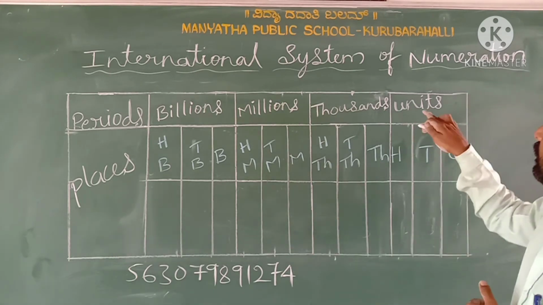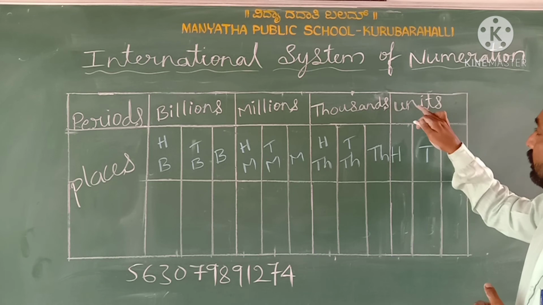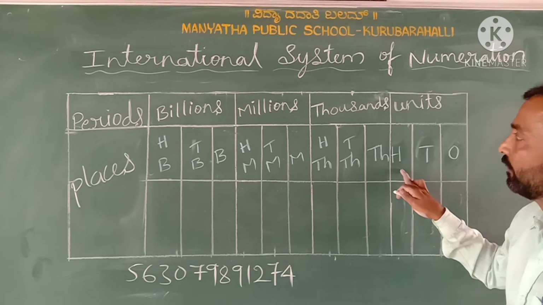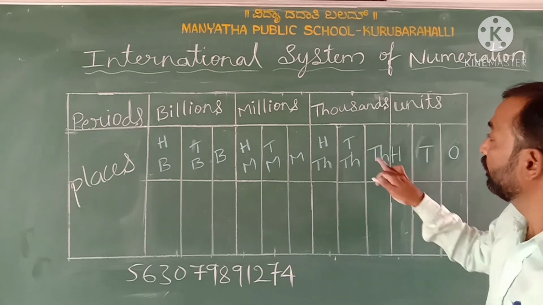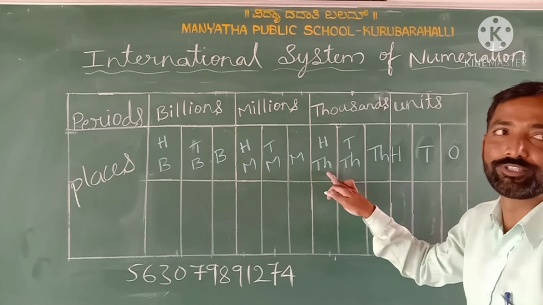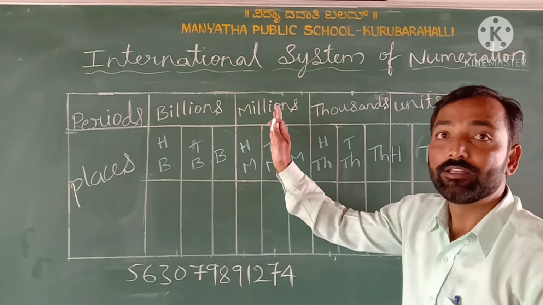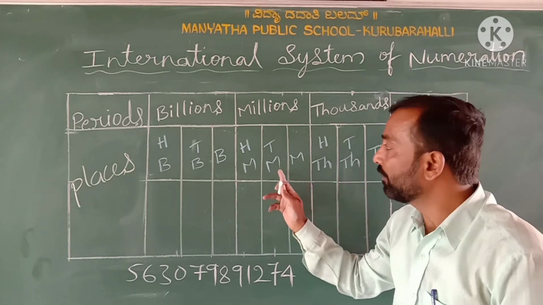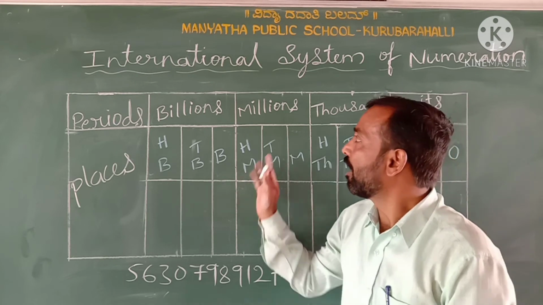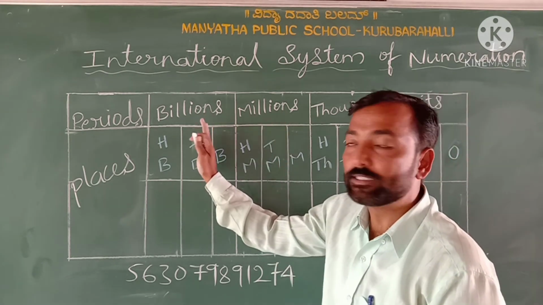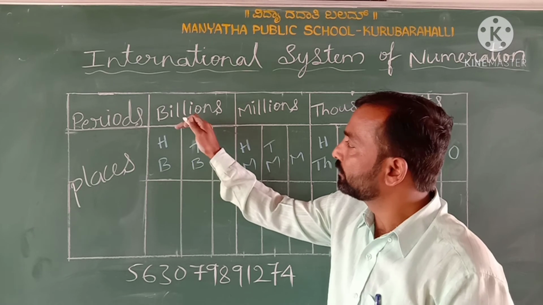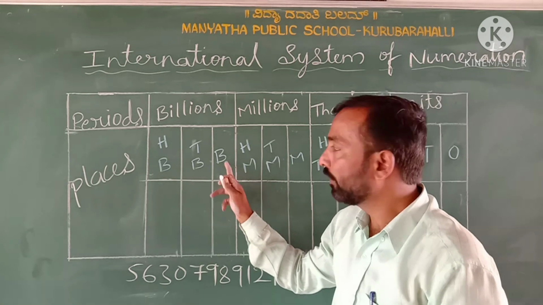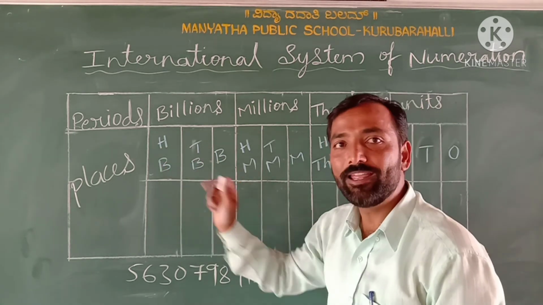Here the periods are divided into ones, tens, hundreds. Again thousands: 1,000, 10,000, 100,000. Here millions. It is again further divided into million, 10 million, 100 million. After the million period, here billions. This period is again further divided into 3 parts: billion, 10 billion, 100 billion.